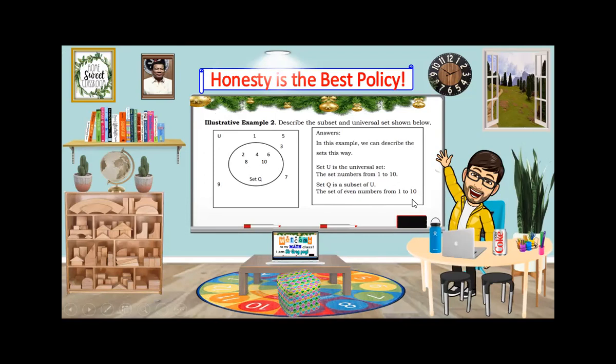So, the set of even numbers from 1 to 10. If we observe set Q, it is inside the circle. The numbers are 2, 4, 6, 8, 10. Those are even numbers from 1 to 10. So, it is a subset of the universal set U. Yun lang ang part. Part siya. Okay? Pag sinabing subset, parte.